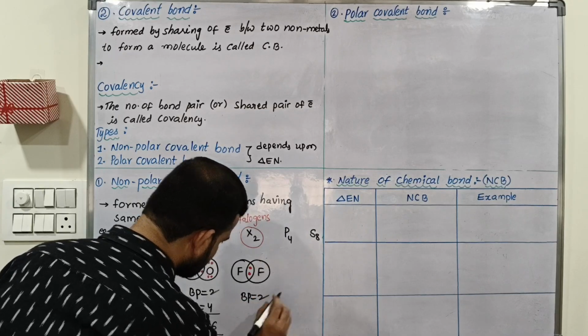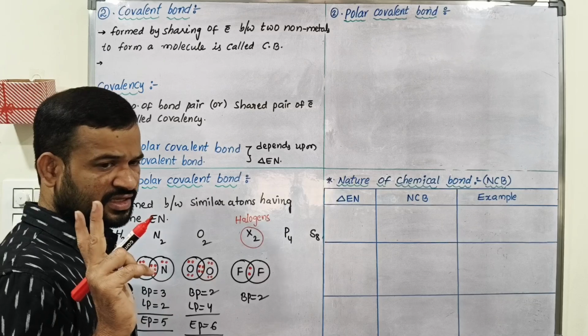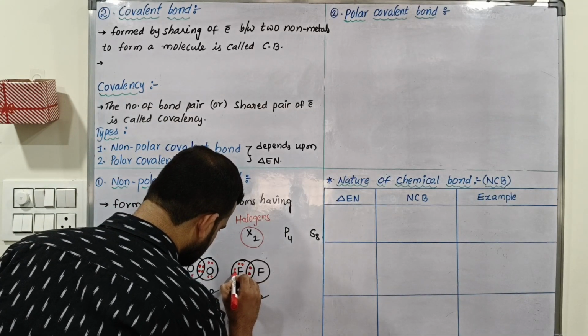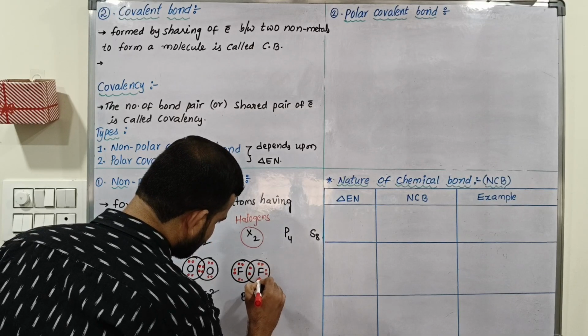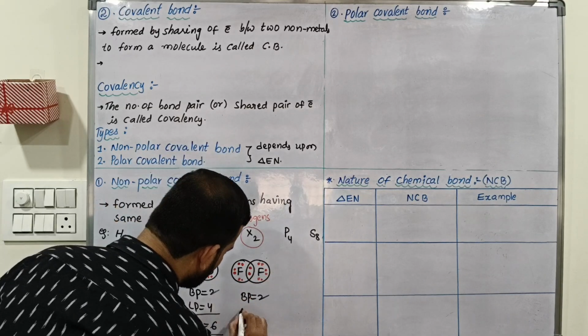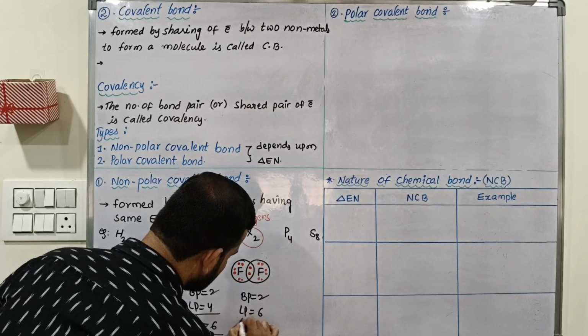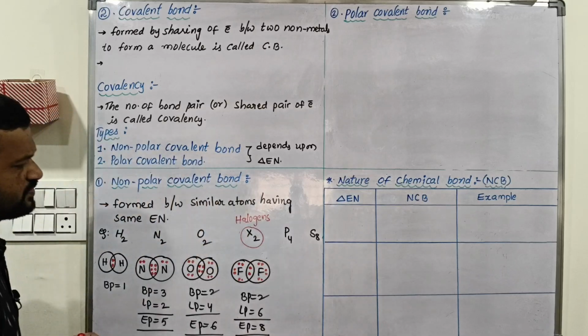BP is 2. So what about lone pairs? At each fluorine, at each halogen, 3 lone pairs are there. 1, 2, 3. Here also the same: 1, 2, 3. So how many lone pairs in total? 3 plus 3, 6. So totally electron pairs are 2 plus 6, 8.